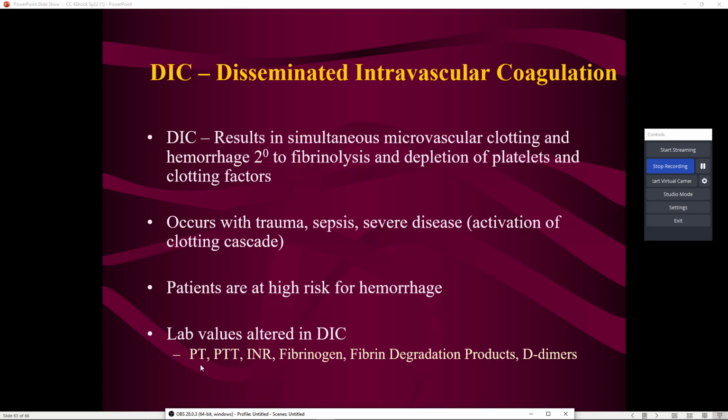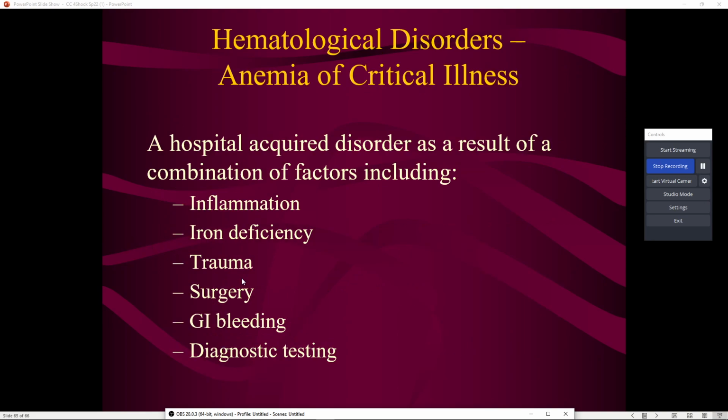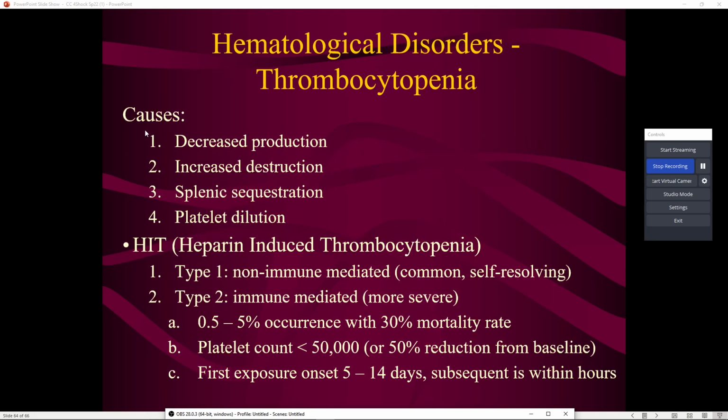Lab values: PT, PTT, INR, fibrinogen, fibrin degradation products, and this one, I love it, D-dimers. You must know these for DIC, please. Causes: decreased production of thrombocytes, or excuse me, I apologize, we moved on to thrombocytopenia. Thrombocytopenia, decreased thrombocyte production. We've used them all up. Maybe you have increased destruction, in the case of what we talked about previously, balloon pumps really like these little guys. They're quite tasty little snacks. Splenic sequestration or damage, and platelet dilution.